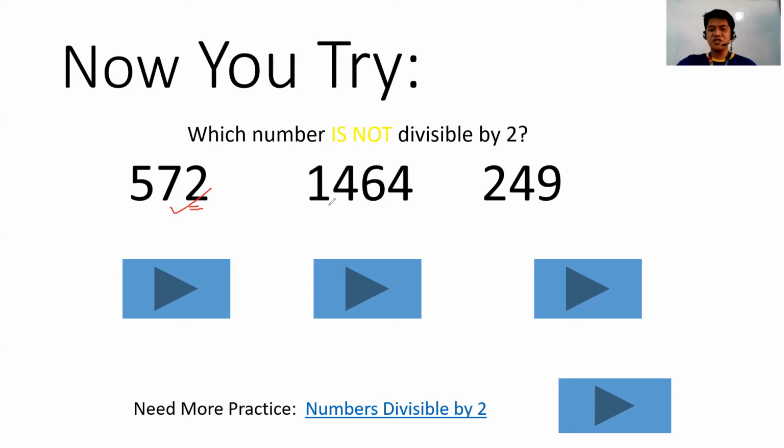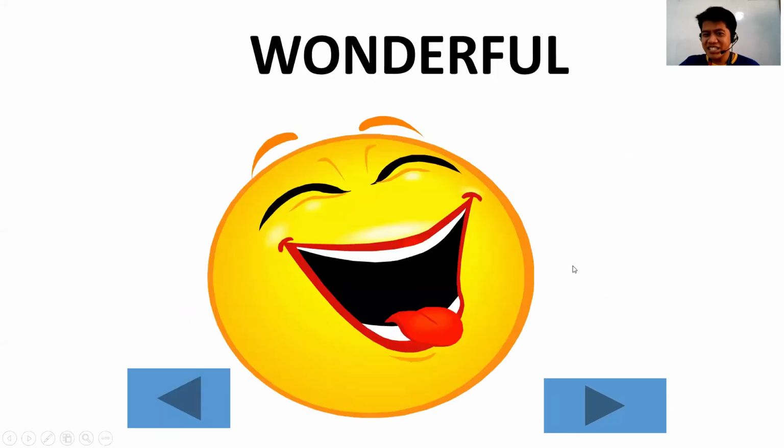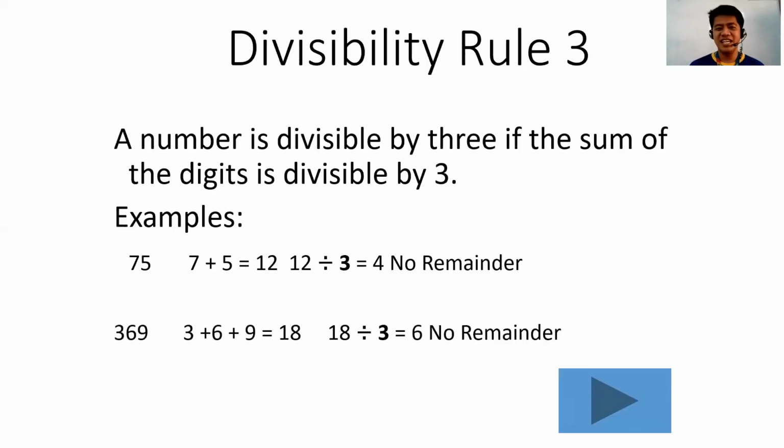Let's proceed to the next number. 1,464, and the last number is 4. So therefore, it is divisible by 2. And let's proceed to the last number. It is 249. And sad to say that the last number is 9. So therefore, it is not divisible by 2. Let's check our answer kung tama ba ito. Let's click here. Sana tama. Very good. Tama ang sagot natin. Tamang-tama ang sagot natin na si 249 is not divisible by 2 because the last digit is 9.